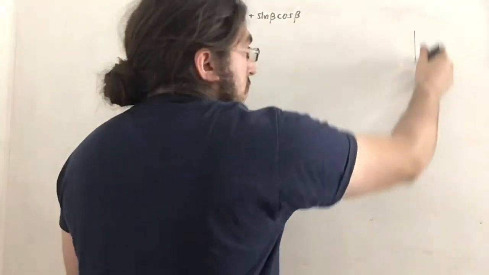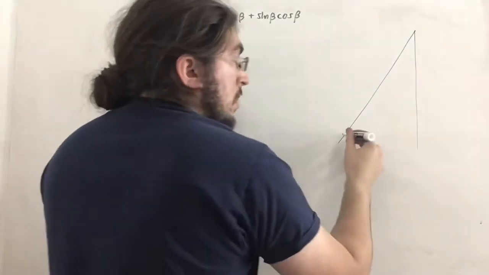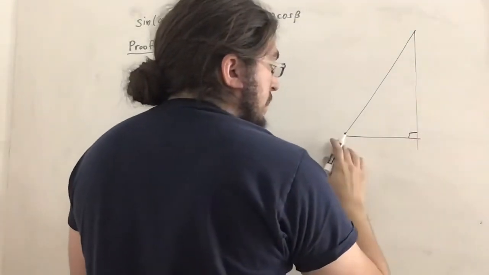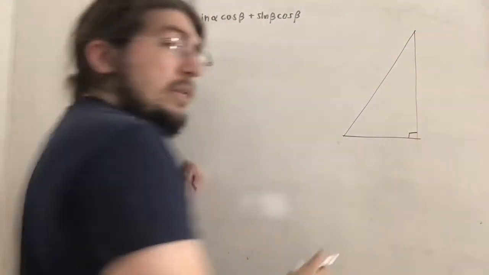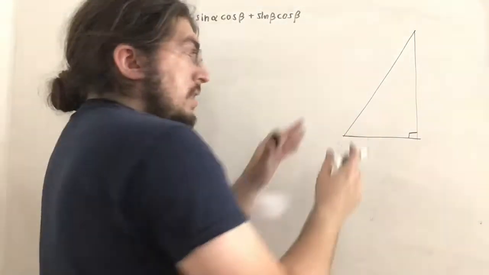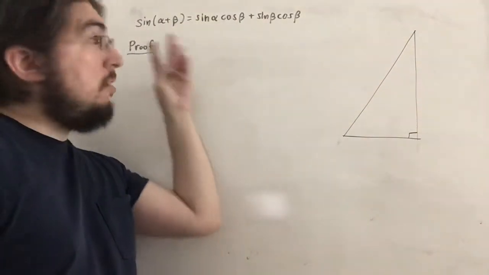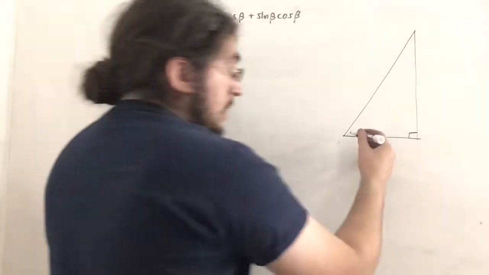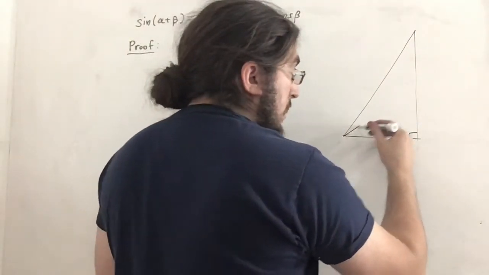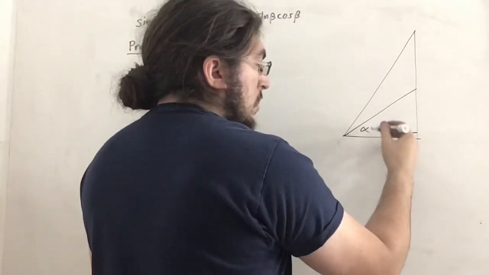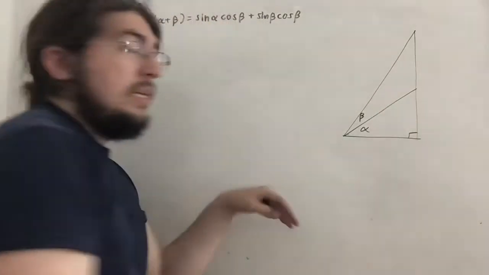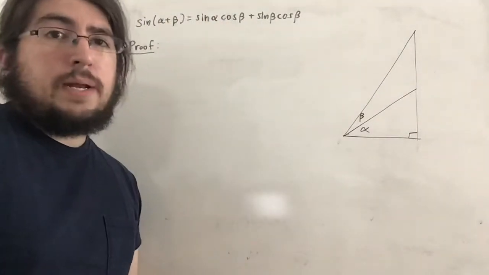So let's first consider this right triangle. It's going to be a very, very particular triangle. I want this right triangle to incorporate the angle alpha plus beta, meaning this angle here I'm going to split into two angles. One is alpha and one is beta. So the entire angle will be alpha plus beta.